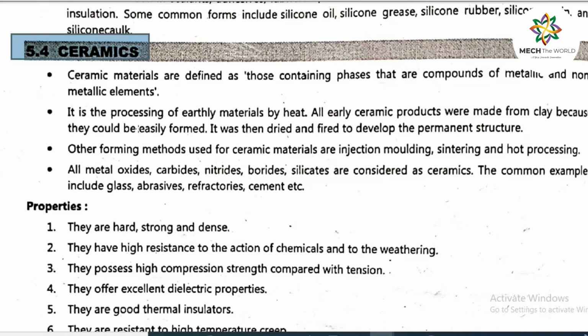Ceramic materials are defined as those containing phases that are compounds of metallic and non-metallic elements. This is the processing of earthly material by heat. All early ceramic products were made from clay because they could be easily formed. It was then dried and fired to develop the permanent structure. Other forming methods used for ceramic material are injection molding, sintering, and hot pressing. All metal oxides, carbides, nitrides, borides, and silicates are considered as ceramics. Common examples include glass, abrasives, refractories, cement, etc.